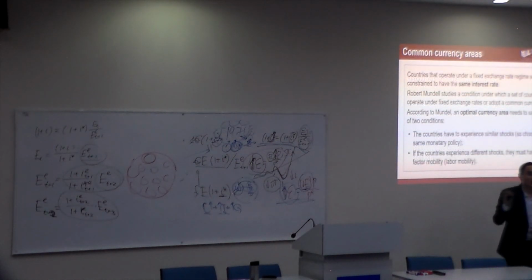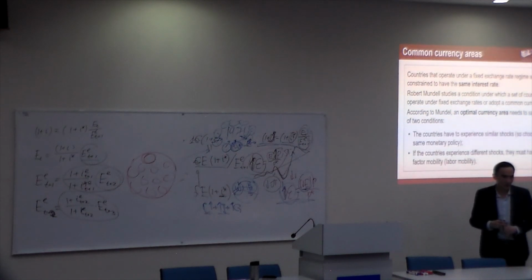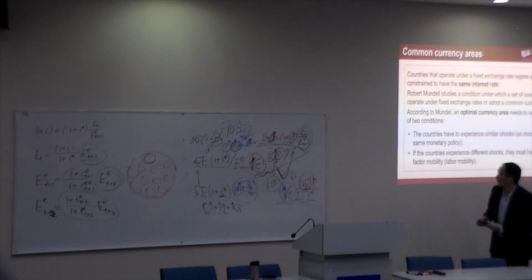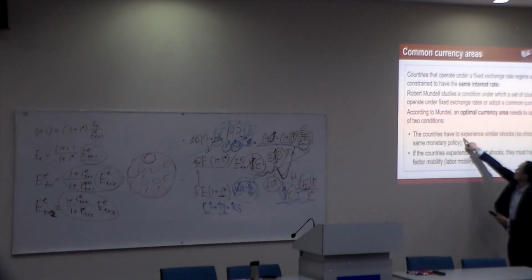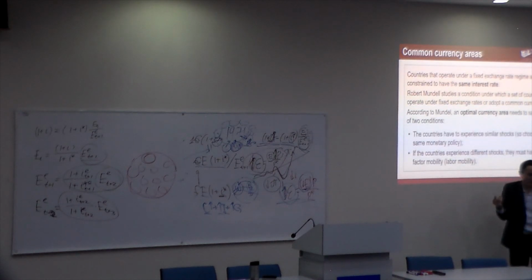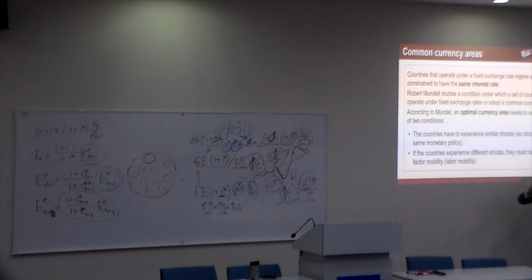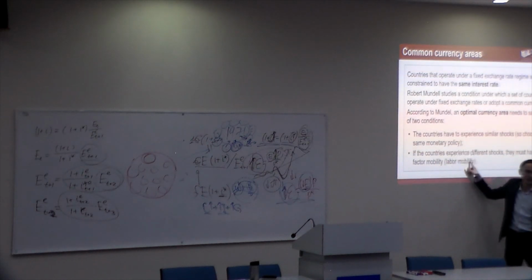Regarding Robert Mundell, the Nobel Prize winner, he gave the idea of the common currency area. According to him, a common currency area should meet two conditions. First, the countries in the common currency area should experience similar shocks in their economies. And the second: if countries experience different shocks, they must have high factor mobility, like labor mobility, in the economy.